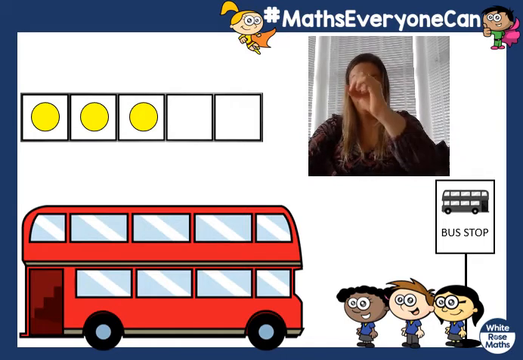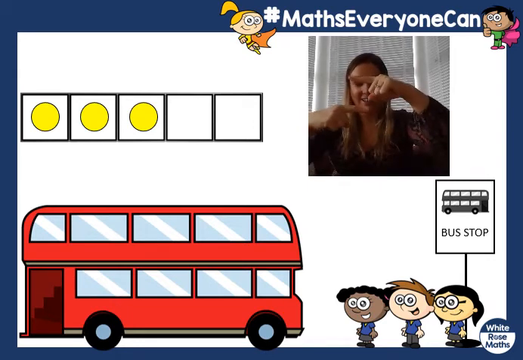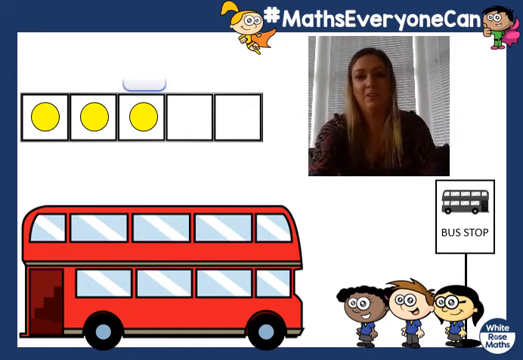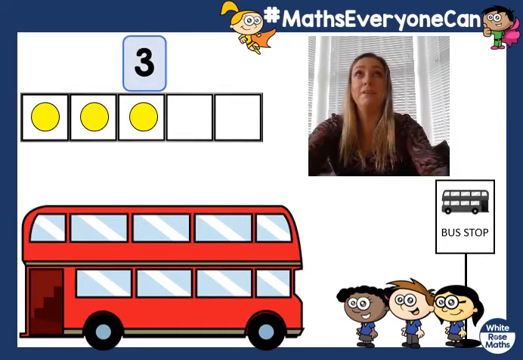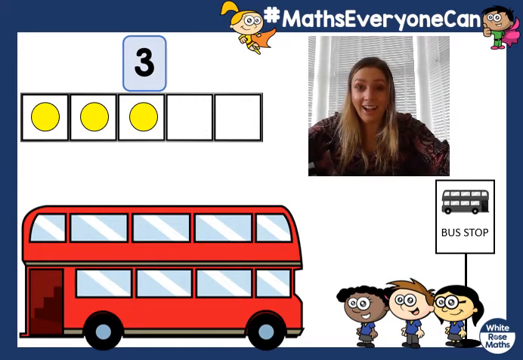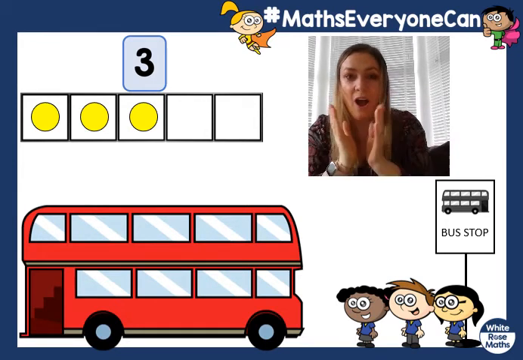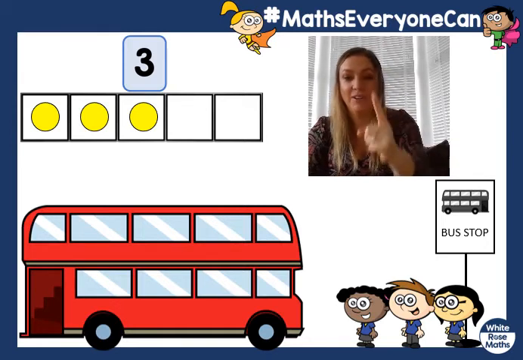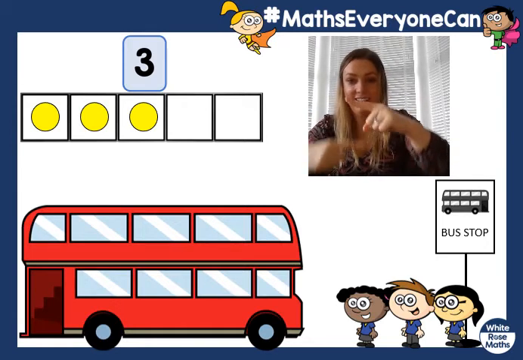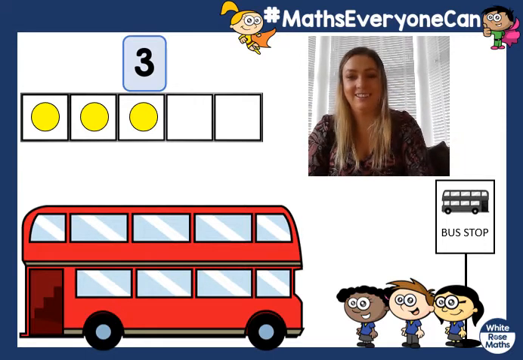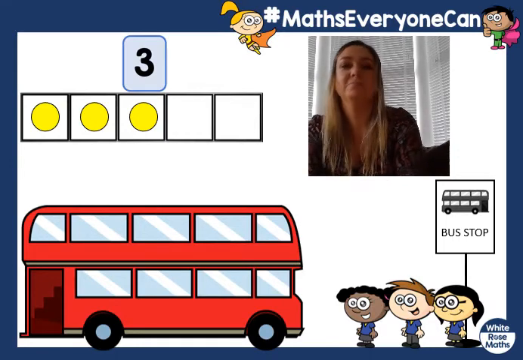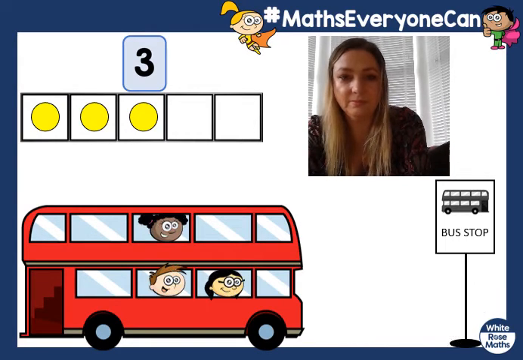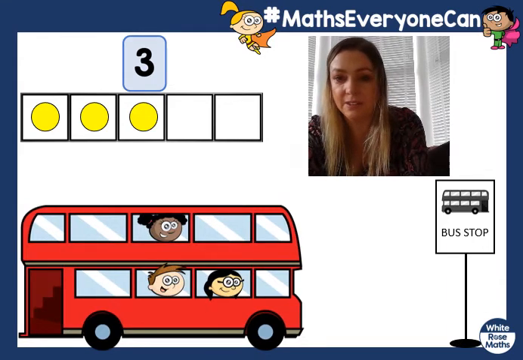You want to do it? 0 plus 3 equals 0. Equals. Did Mrs. Craggs make a mistake? I did, didn't I? What does 0 plus 3 equal? That's right, 3. And off goes the bus with the 3 people on.